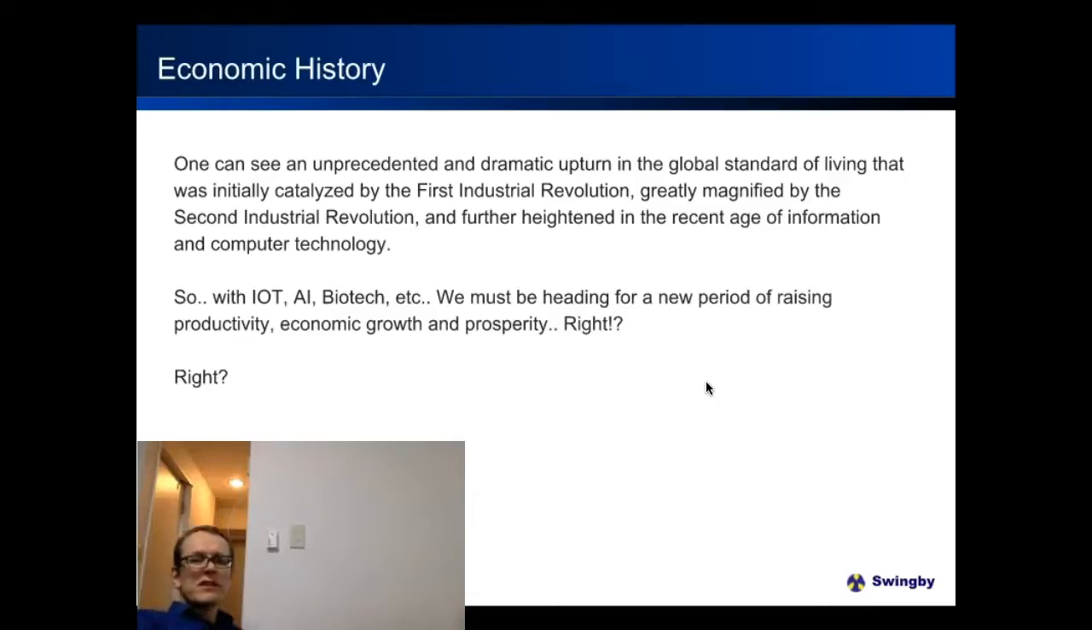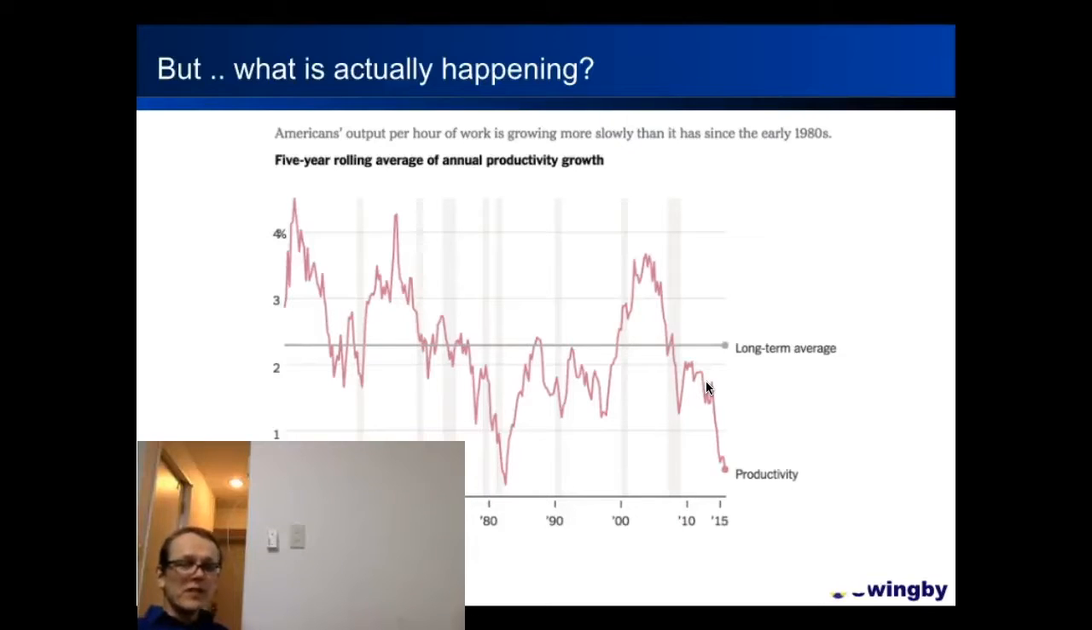One can see an unprecedented and dramatic upturn in the global standard of living that was initially catalyzed by the first industrial revolution, greatly magnified by the second industrial revolution, and further heightened in the recent age of information technology. So, with IoT, the Internet of Things, artificial intelligence, biotech, etc., we must be heading for a new period of rising productivity, economic growth, and prosperity, right? Right? That's the question: what is actually happening.